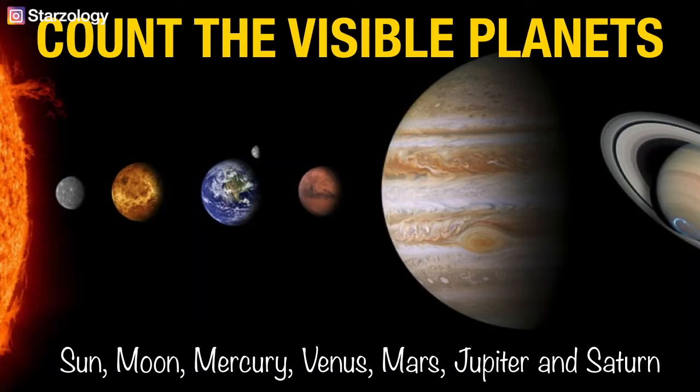Anyhow, you are going to be counting the visible planets within the chart, and that is the Sun, the Moon, Mercury, Venus, Mars, Jupiter, and Saturn. So there will only be 7 planets that we're going to count for our balances for polarity, element, and mode.